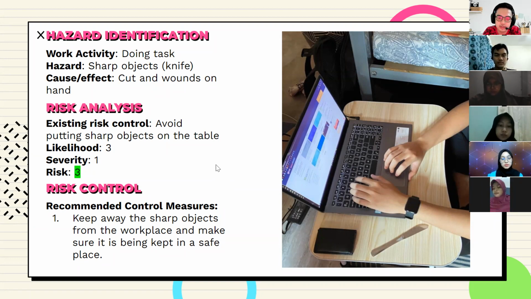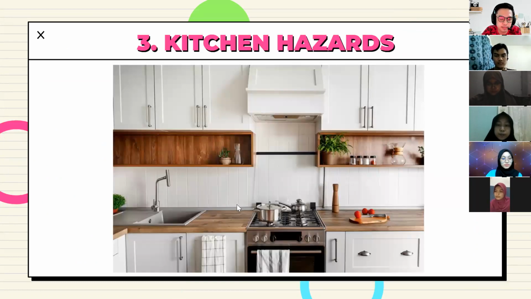The likelihood is 3, the severity is 1, so the risk is 3. The recommended control measures are to keep sharp objects away from the workplace and make sure they are kept in a safe place so that no injuries will happen. So that's all from me. I will pass it to Khairun to present about the hazards in the kitchen.